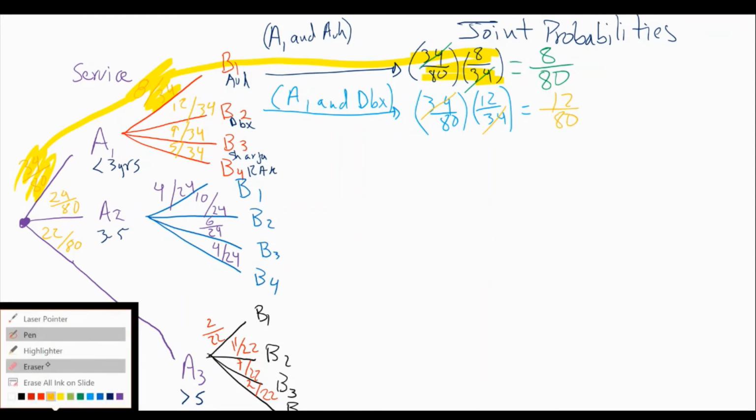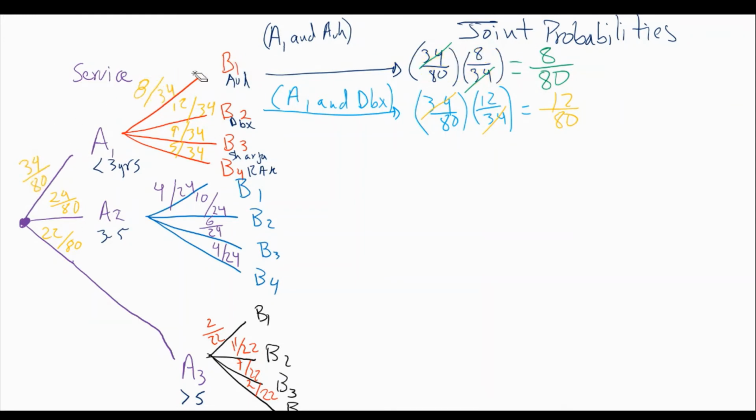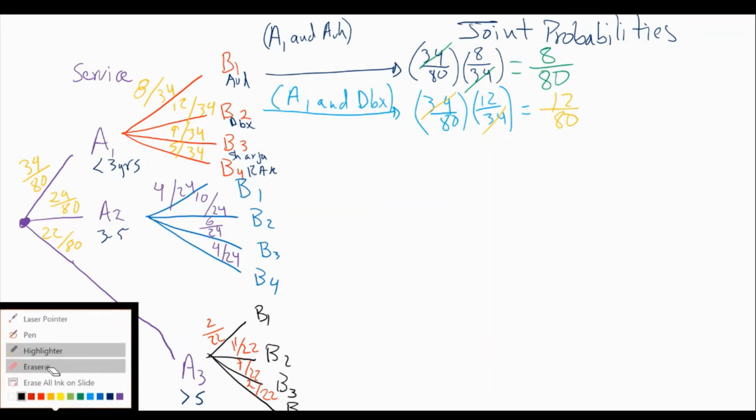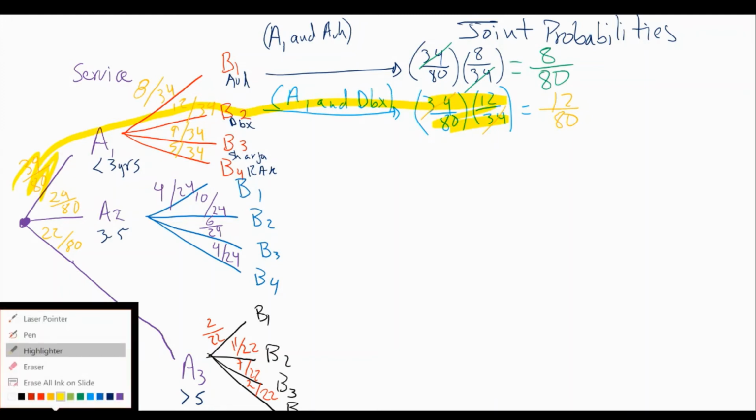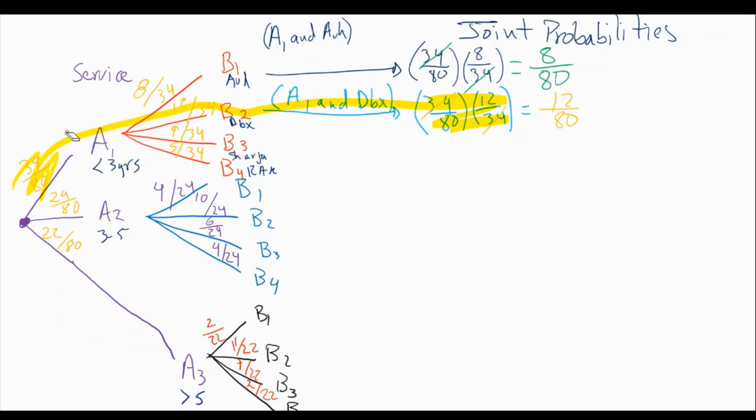All right, so what has happened? I have multiplied this number here by this number here to get this number. Okay. All right. Let's do the next one.